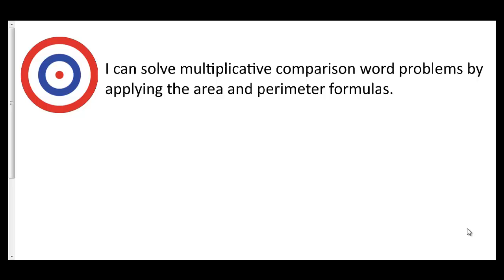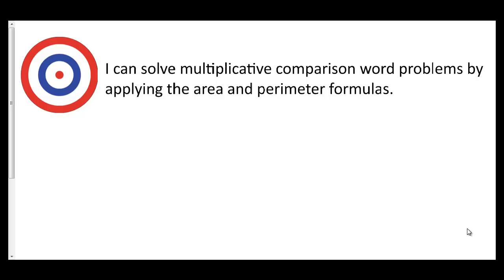Lesson 2, I can solve multiplicative comparison word problems by applying the area and perimeter formulas. So, in the last lesson, we talked about how you could find the area and how you could find the perimeter of a rectangle, and we talked about how you could do it a little bit more efficiently with a perimeter and area formula. Today, we're going to use those formulas to solve some multiplicative comparison word problems. I'm going to show you what that means.